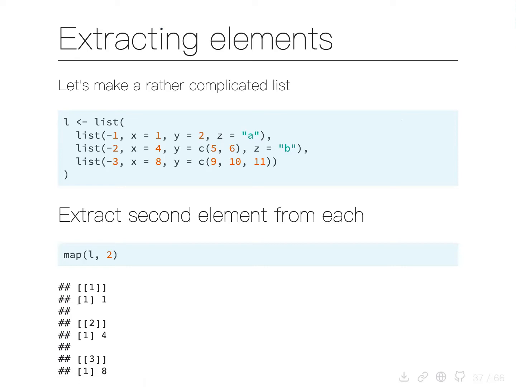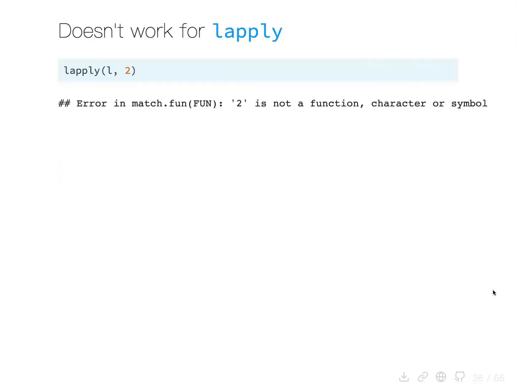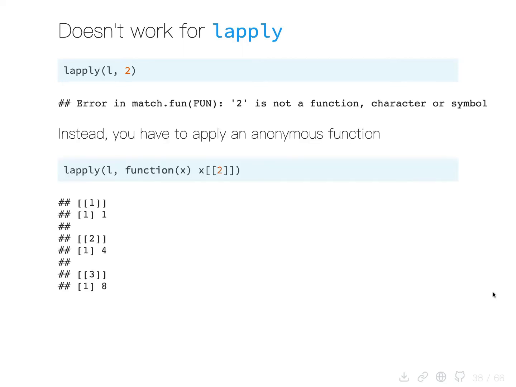So we'd say loop through L, right? When I say loop through L, that's going to loop through each of these lists. And I'm saying give me just the second element. So notice we get 1, 4, 8 in return. That will not work with lapply. We get an error. So that's a pretty nice helper function that map gives us.